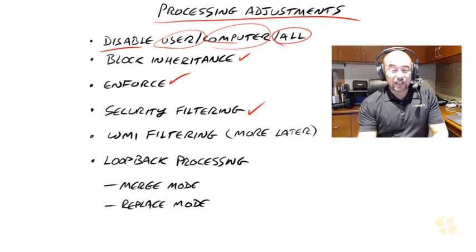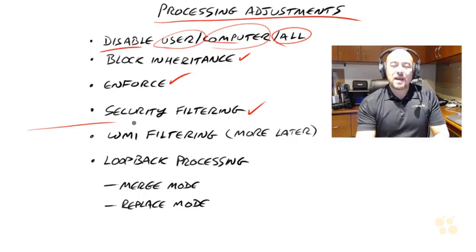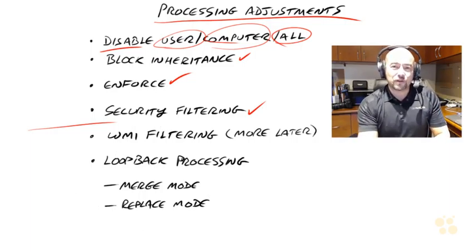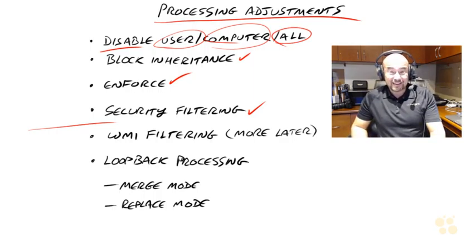All right, my last nugget went a little too long. This one's also going to get a little too long if I don't stop now. So I'm going to stop right here, and I'm going to resume the discussion with WMI filtering and loopback processing in our next nugget. I hope this has been informative for you, and I'd like to thank you for viewing.